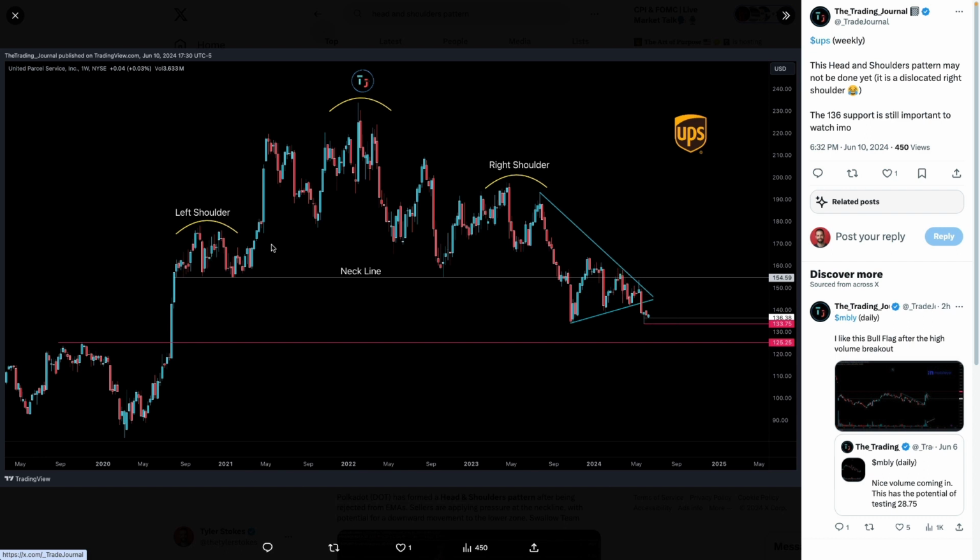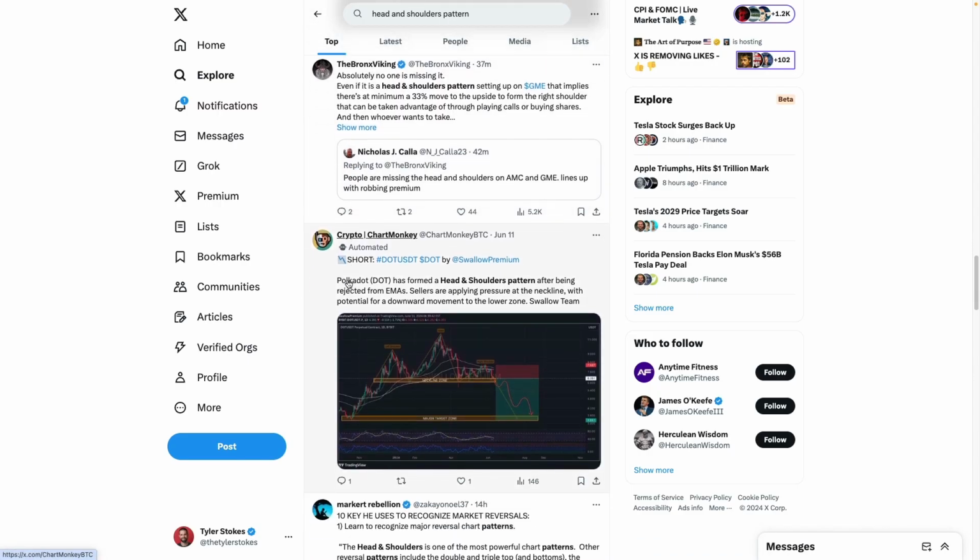So here you can see the pattern in real examples certainly is not as perfect as what we will see from that textbook image, but this is sort of how these patterns play out. So we've got a shoulder, we've got a head, and then we have another shoulder. There might be some other good examples.